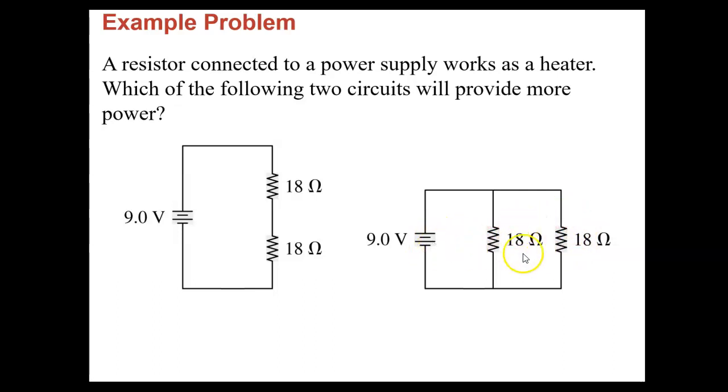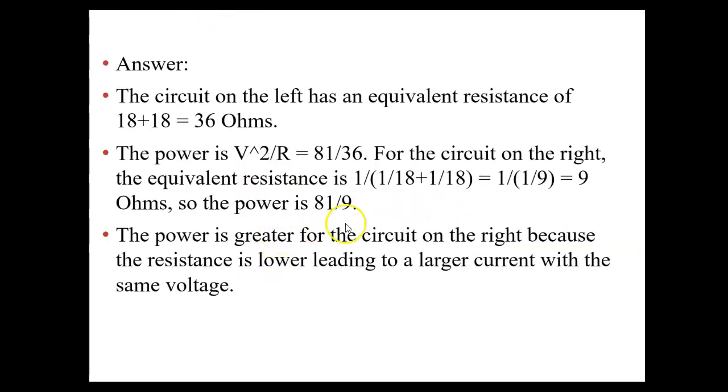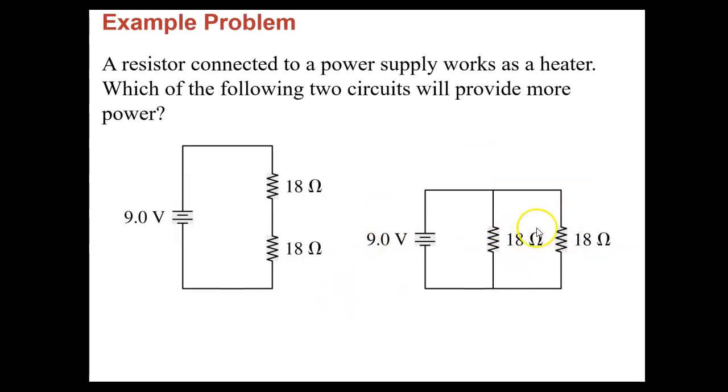So if you look here, for the parallel circuit the equivalent resistance would be 9. The equivalent resistance for series is 36. See, told you. The power is V squared divided by R. So 81 over 36. For the parallel circuit, the equivalent resistance is 9, so the power is 81 divided by 9. So you have greater power on the right. When you have lower equivalent resistance, you'll have more power.